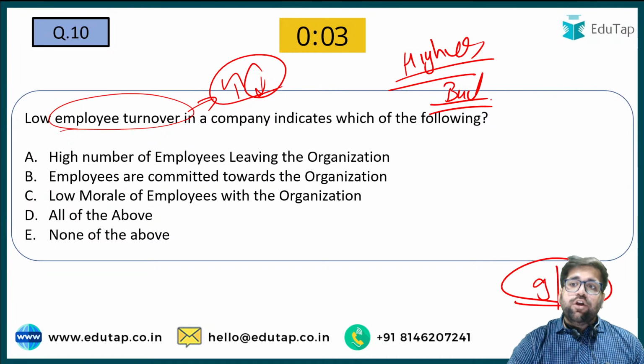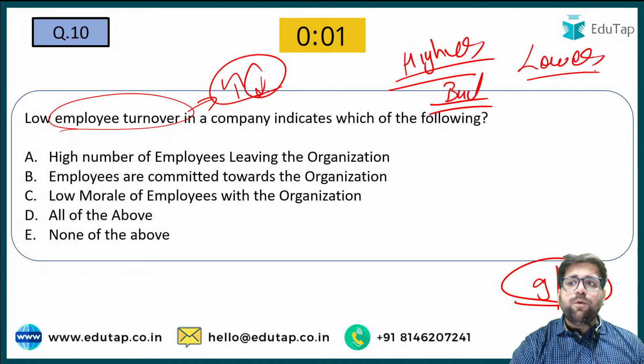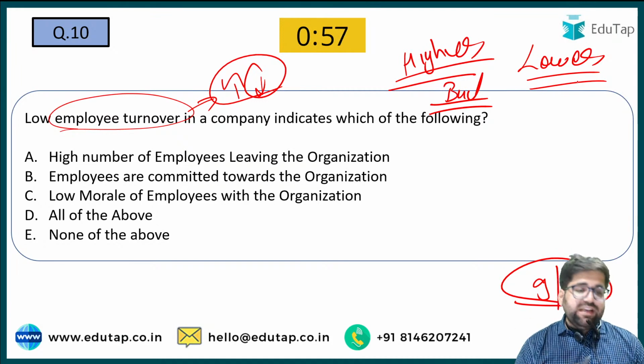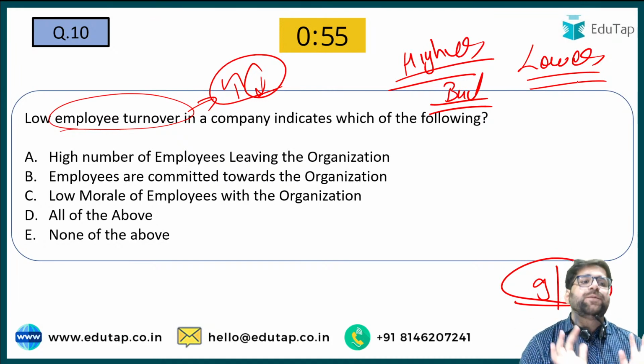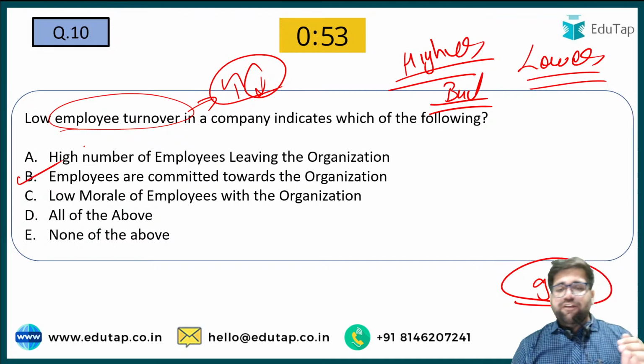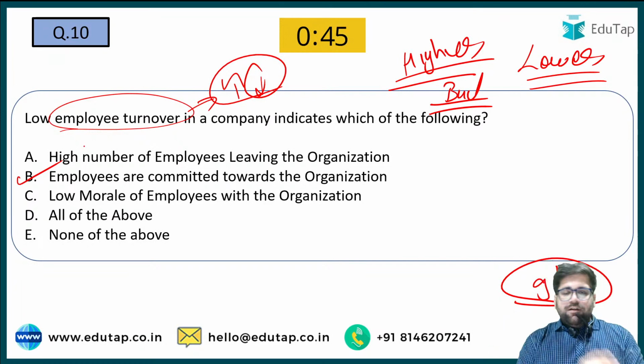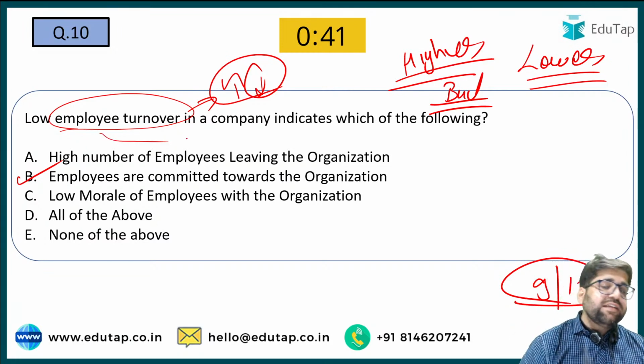Lower employee turnover means that people are being retained in your organization. So it's really very good to see. That's why the answer to this particular question will be B. If you have low employee turnover, it means that employees are committed toward the organization. They are not leaving your organization just for, let's say, salary or something. They are committed to work for our organization, and that is a classic case for this.